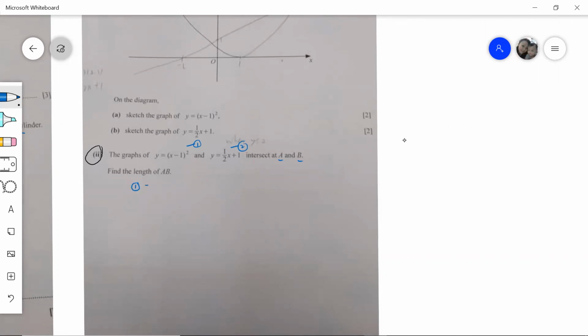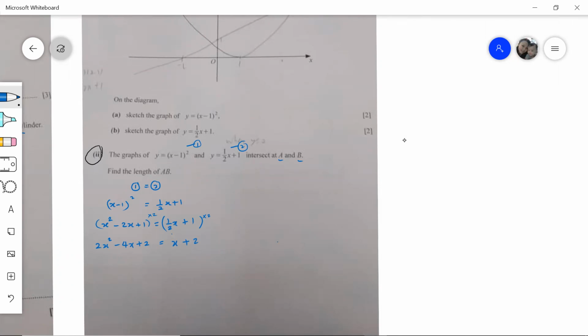So equation 1 equals equation 2, whereby x minus 1 squared equals half x plus 1. So let's expand this. We have x squared minus 2x plus 1 equals half x plus 1. Shall we multiply 2 on both sides so that we get rid of the fraction? So we will have 2x squared minus 4x plus 2 equals x plus 2.